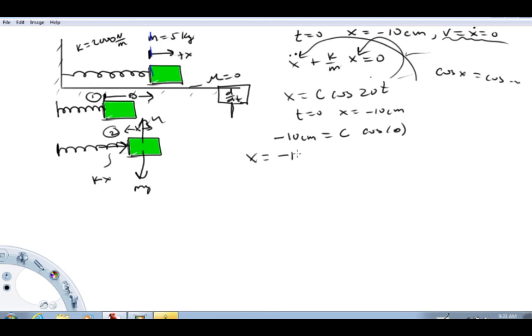x equals negative 10. I'm going to go ahead and leave the units off and just take note c is in centimeters. Negative 10 centimeters times the cosine of 20t. There is our solution. I'm not going to bother doing it in this video.